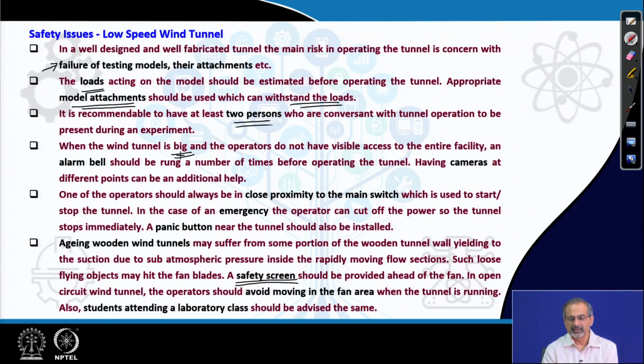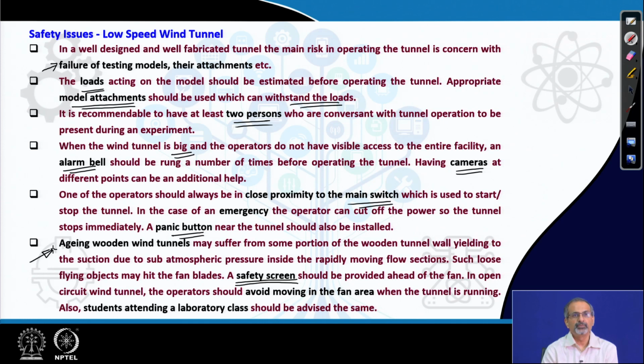In large facilities where operators do not have visible access to the entire facility, there should be provision for alarm bells, which should be rung a number of times before operating the tunnel, and having cameras at different points in the facility can be an additional help. The operator should have easy access to the main switch, which is used to start or stop the tunnel, so that in case of an emergency the operators can cut off the power to the tunnel and stop it immediately. There could also be a panic button close to the tunnel operating room.